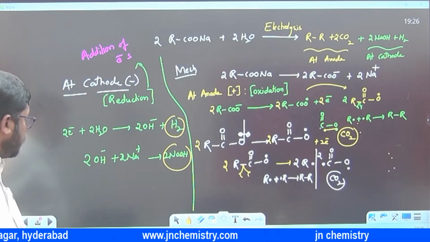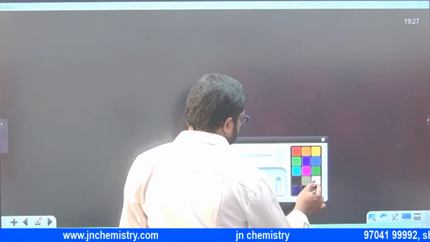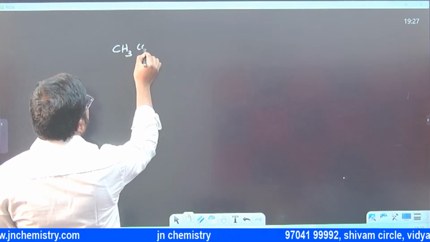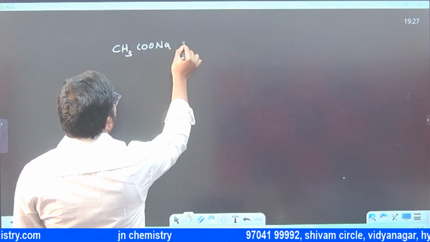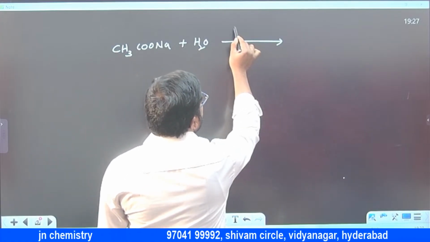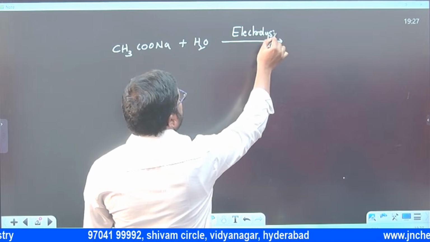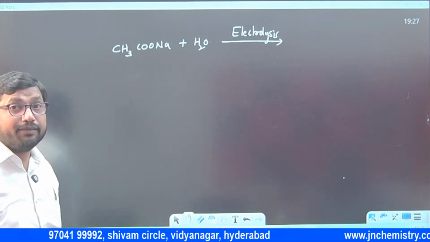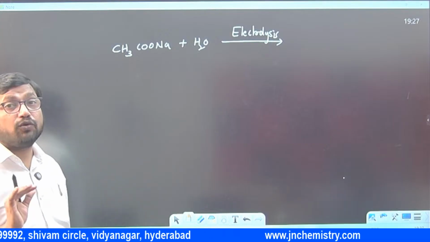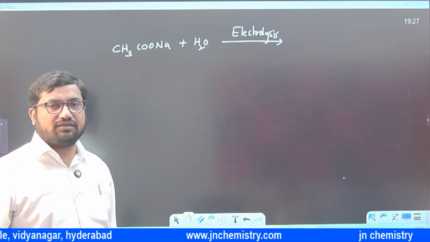Now, time to write the products. CH3, 2 CH3COONa plus water, electrolysis. So take 2 moles. Of course, sometimes they won't give the 2 moles. We need to consider by seeing the equation. We need to understand, sir, they didn't give the 2 moles, so I don't write the products.